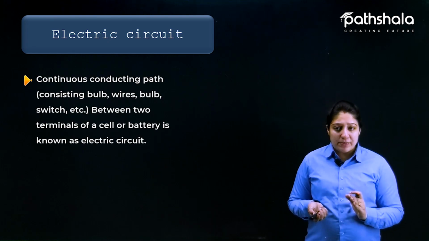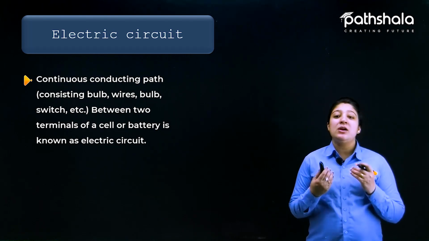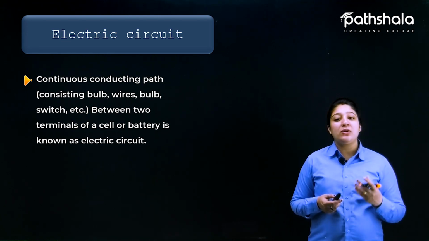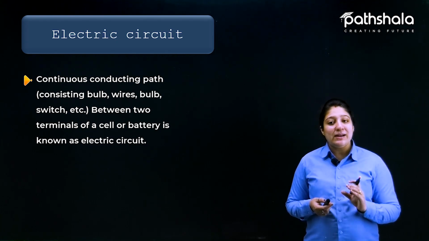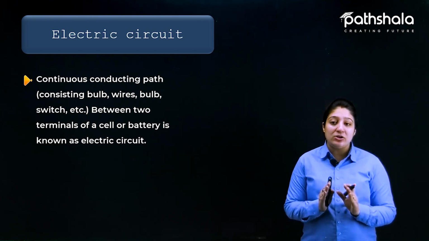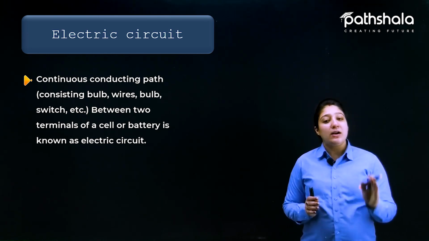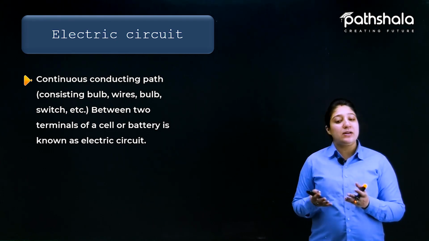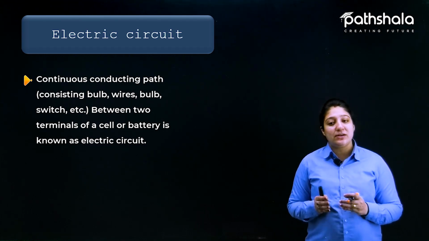It is a continuous path in which the electricity flows, or we can say in which the charges flow. Now, this path consists of some electrical components which are very much required to make that circuit. So basically, it is a continuous conducting path. Why continuous? Because the electricity is continuously flowing through this path. Then only the electrical components that are present in this circuit work.